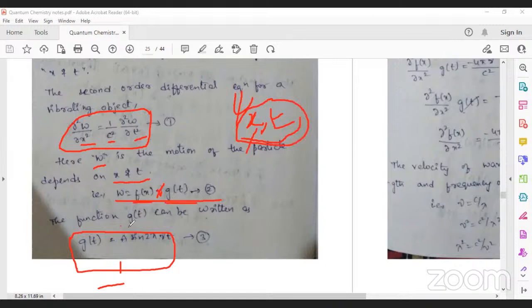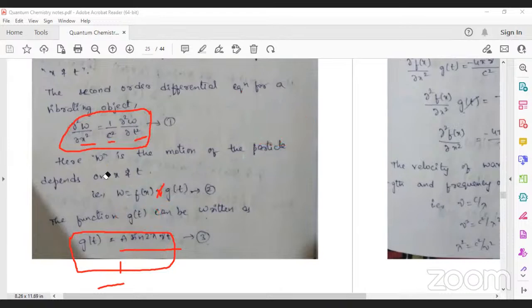The time dependent function can be written as G of T is equal to A sine 2 pi gamma T. So G of T, the time dependent factor, is defined with respect to the sine function. You need to remember these three equations, then you will get the solution. That is simple. A little bit of concentration is required.